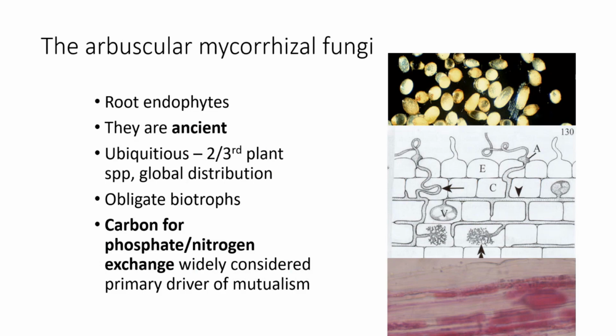Because of that co-evolution, they're also ubiquitous. They're thought to colonize approximately two thirds of plant species and 80 to 90%, depending which paper you read, of plant families. They have a global distribution. They're present on every continent on the globe, even the offshore islands of Antarctica, where they've been found in some of the grasses there. So they truly are a global taxonomic group.